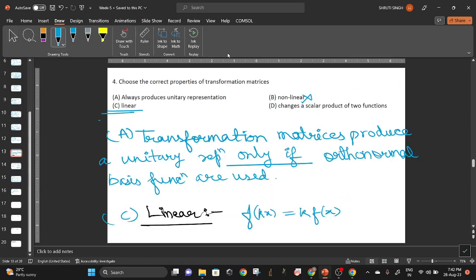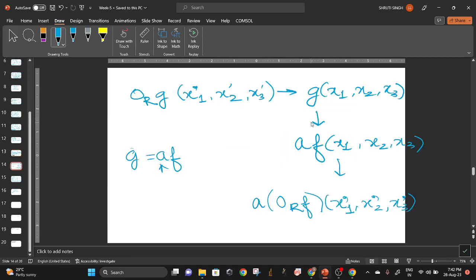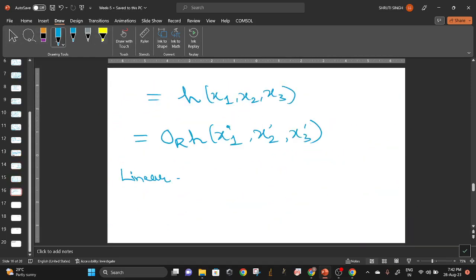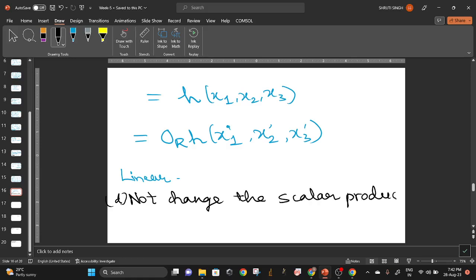Okay. And the fourth option says the transformation matrices change the scalar product of two functions. So this option is not correct. It is one of the properties that it does not change the scalar product.